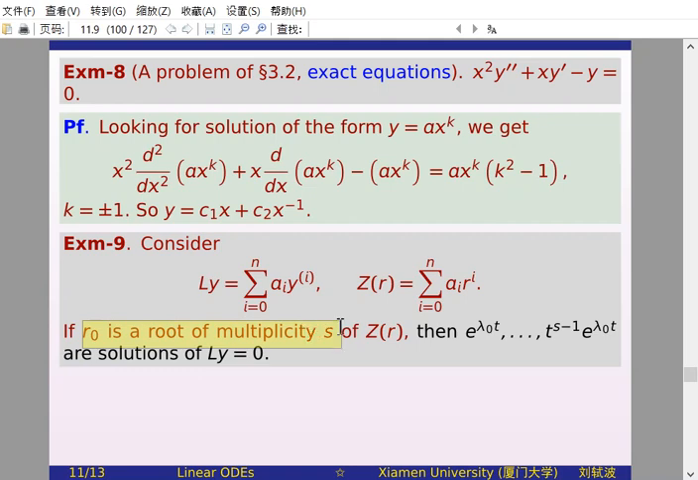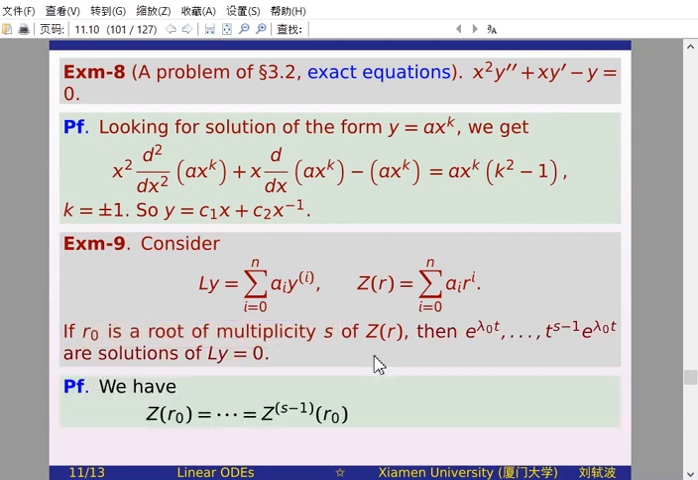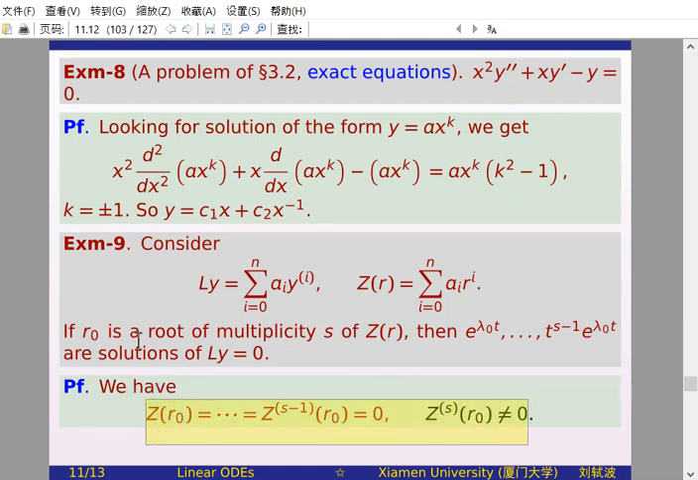R0 is a root of multiplicity s. So from this assumption, we know that the polynomial at R0 equals 0, its first derivative at R0 equals 0, until the (s minus 1)th ordered derivative are all 0. But since the multiplicity is s, the s-th ordered derivative is not 0. So this conclusion comes from the assumption that R0 is a root of multiplicity s.